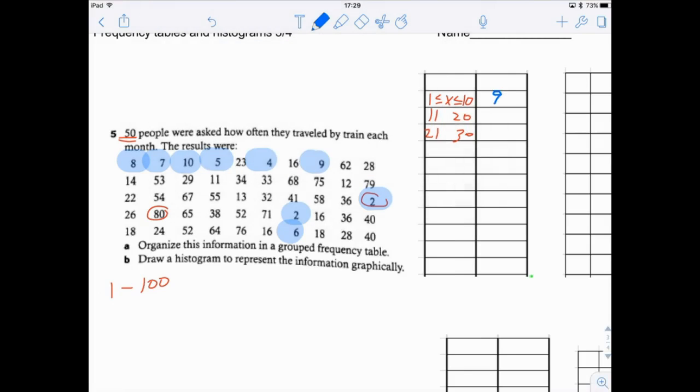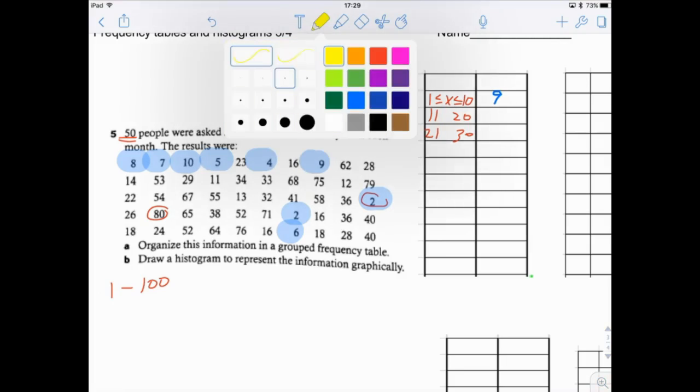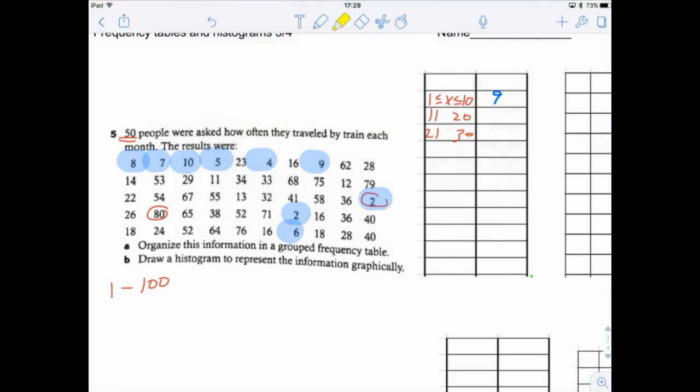Okay. And then now we're going to look for the numbers from 11 through 20. We're going to color those yellow. 11 through 20. So we got 16, 14, 2, 3, 4, 5, 6, 7, 8, 9. Looks like 9. I'm going to write that in yellow. 9. And then so on.